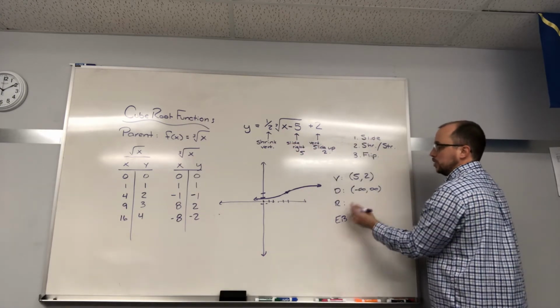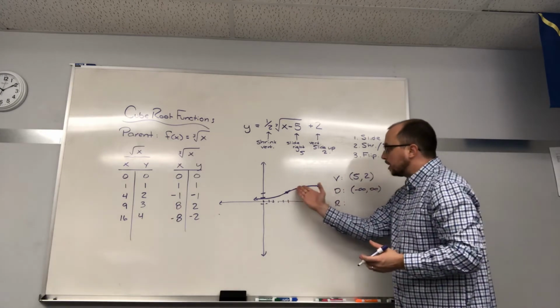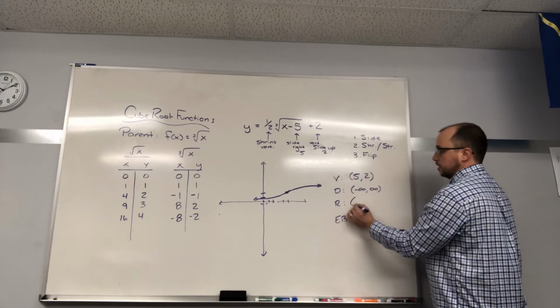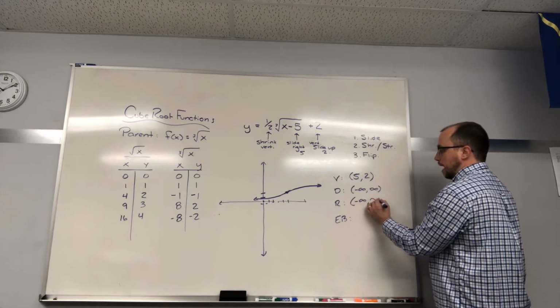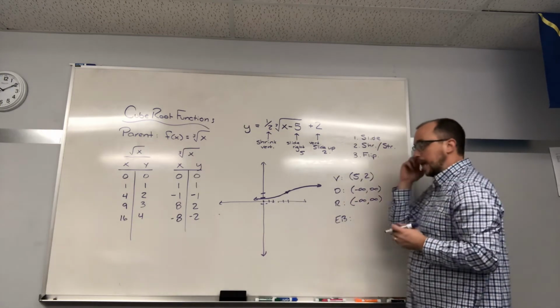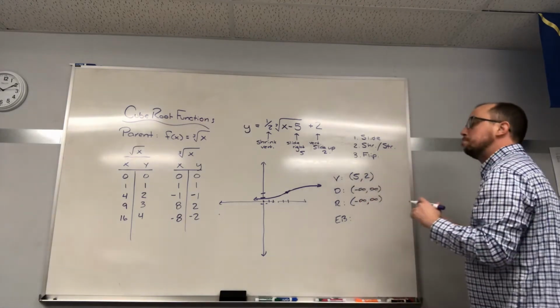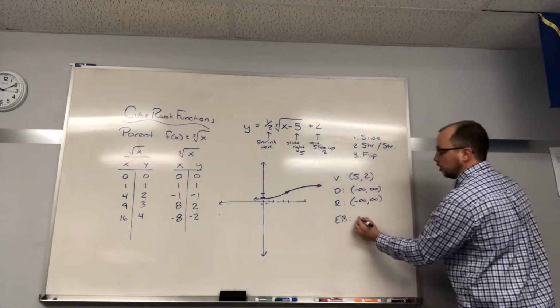Same thing with range. Even though it's flatter, and it doesn't look like it's going up or down much, it's still going up or down forever. So it's negative infinity to positive infinity. Okay, and then lastly, end behavior. End behavior now goes in both directions, so I've got to include both.